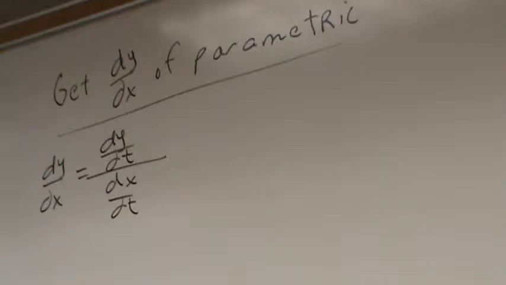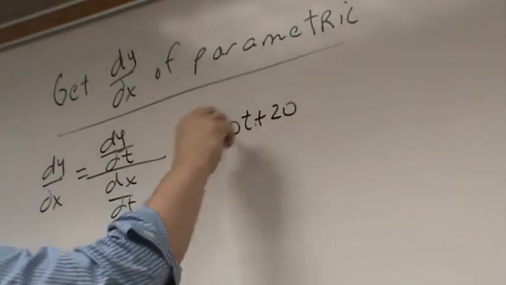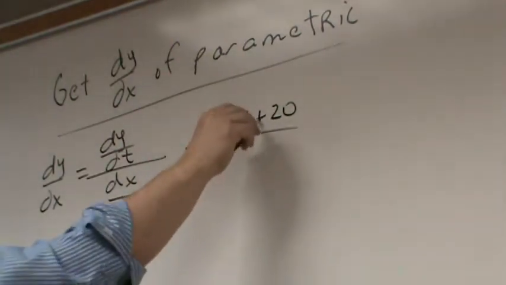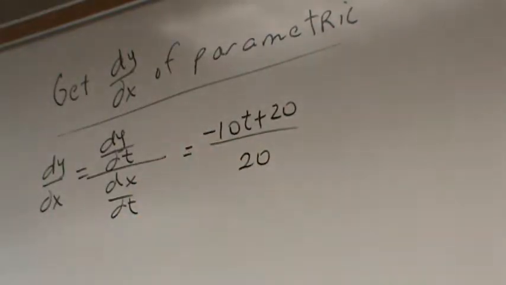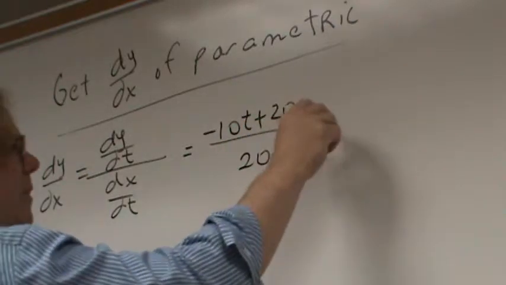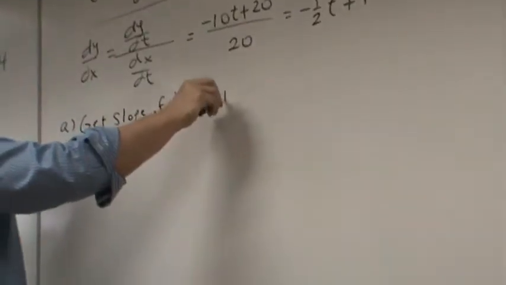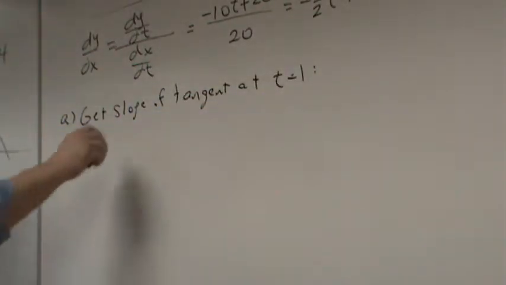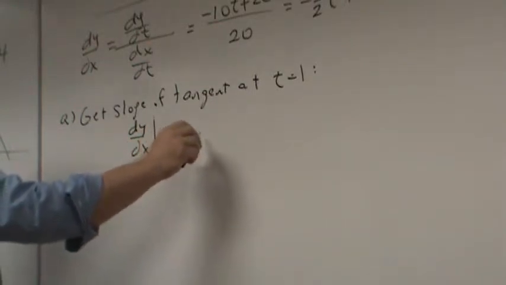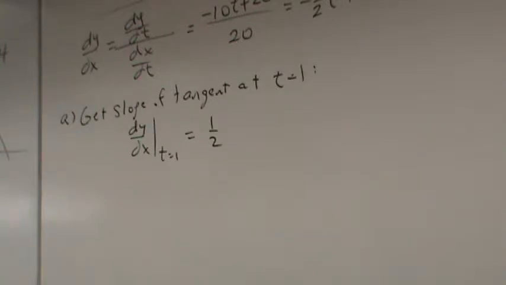And so if I want to get an equation for the slope of the tangent, all I have to do is put dy/dt in the numerator, negative 10t plus 20, and put dx/dt, which is 20, in the denominator. That's it. That's my equation for dy/dx. This ends up being 1/2 t plus 1. So if someone asked me to get the slope of the tangent at t equals 1, that would be easy. dy/dx evaluated at t equals 1 would equal 1/2. So the slope of that tangent is 1/2. Is that okay with you guys?